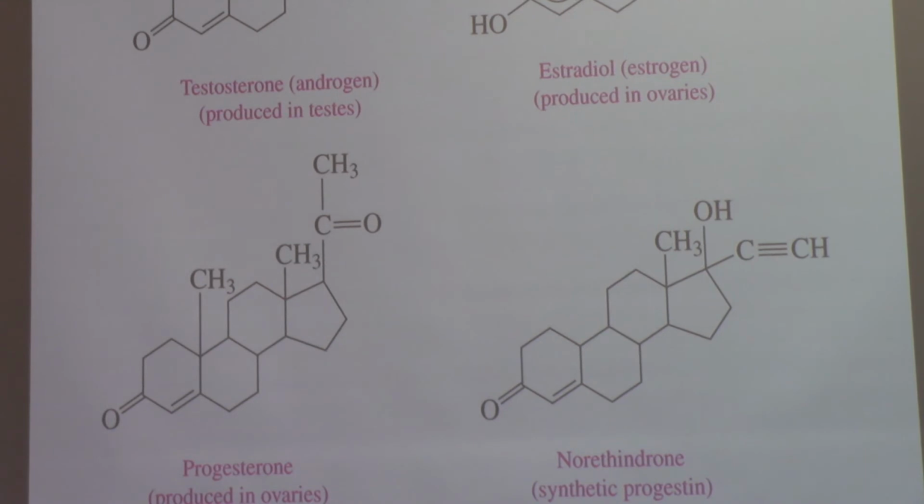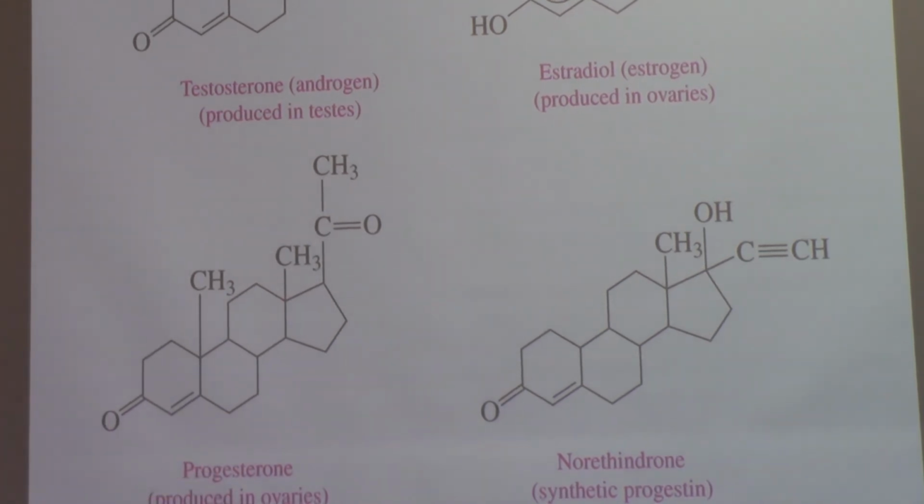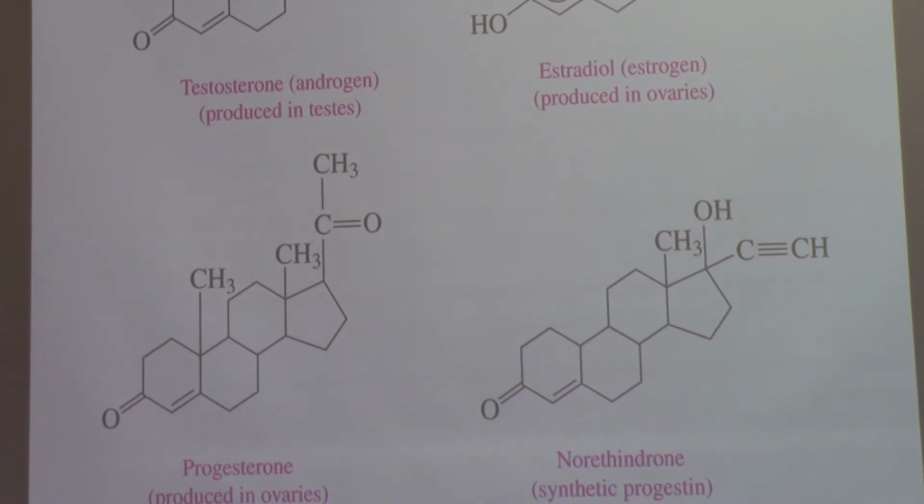And progesterone, pro means before, gest means pregnancy. So it's involved with preparing the uterus lining for a baby when you become pregnant. So when you become pregnant, your body produces progesterone to get the uterus ready for a place so the baby can grow. Notice its ONE, so it has a ketone on it, like testosterone.